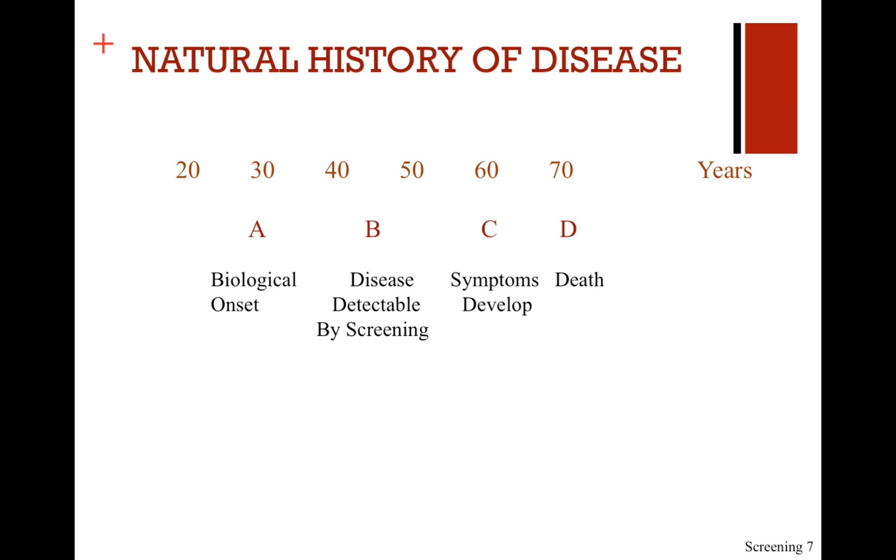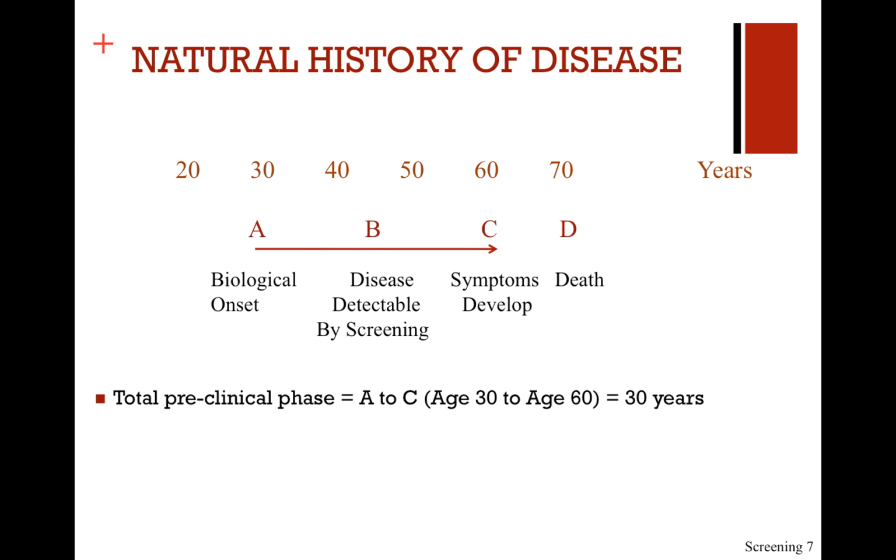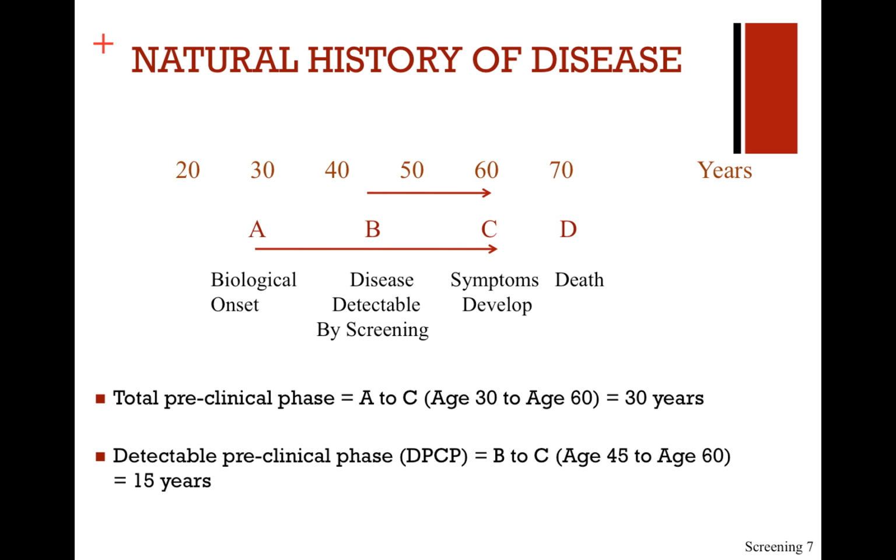So when we're talking about a suitable disease, we want to think about different points in the disease. We have the age of biological onset, the age or the point at which the disease is detectable by screening, the age at which symptoms would develop, and the age of death. So A to C, biological onset to symptoms developing, is what's considered the total preclinical phase. So in this case, it's 30 years. Whereas the detectable preclinical phase is that phase between B and C, from 45, say, to age 60.